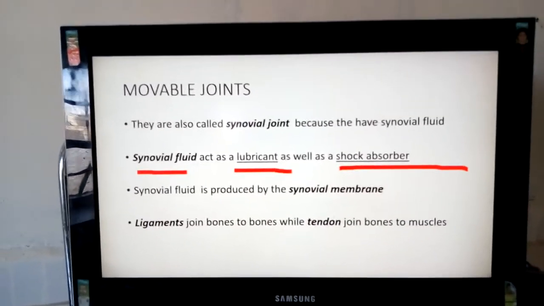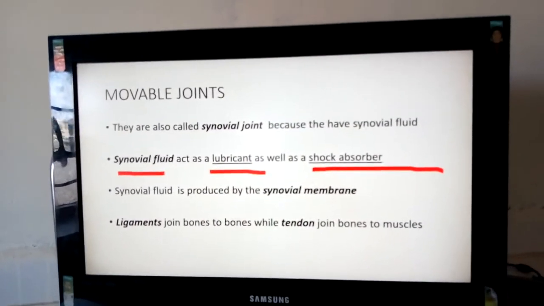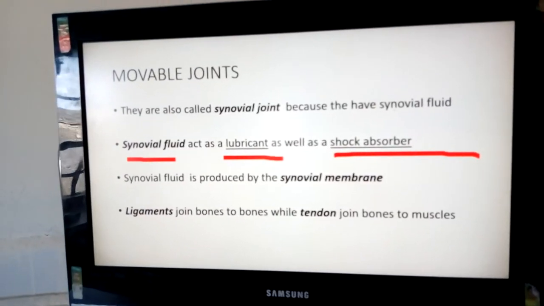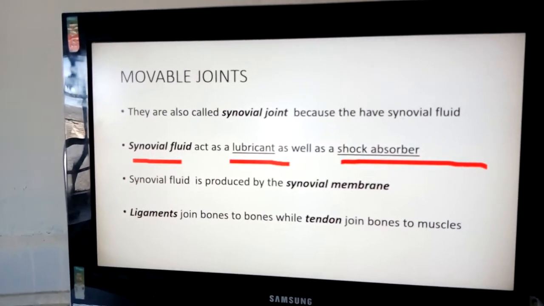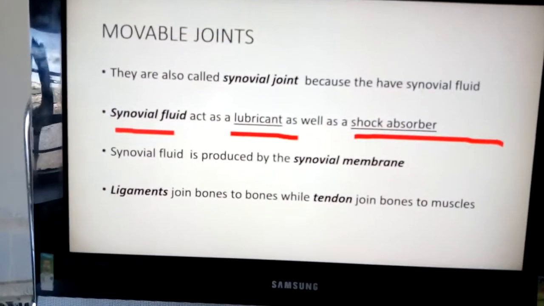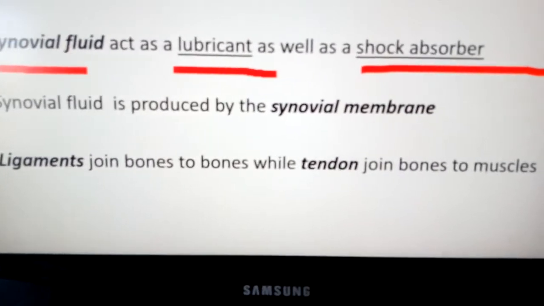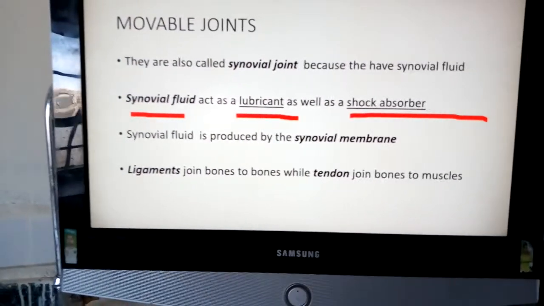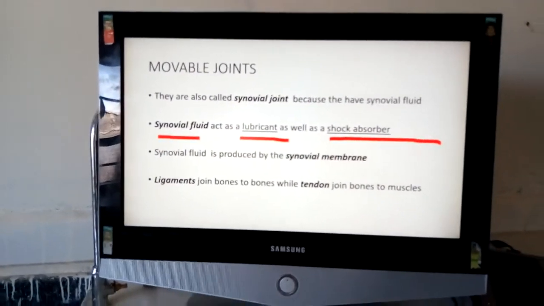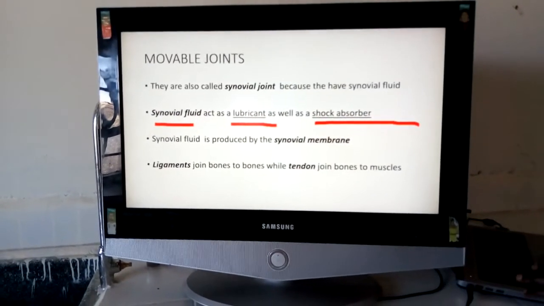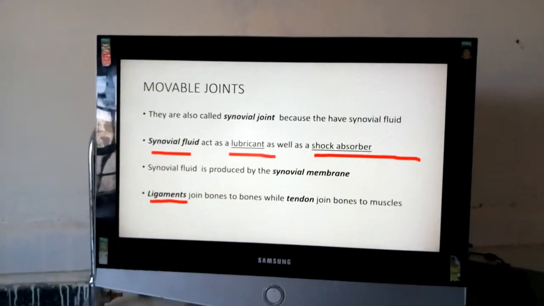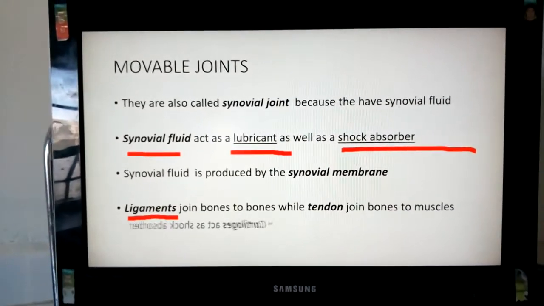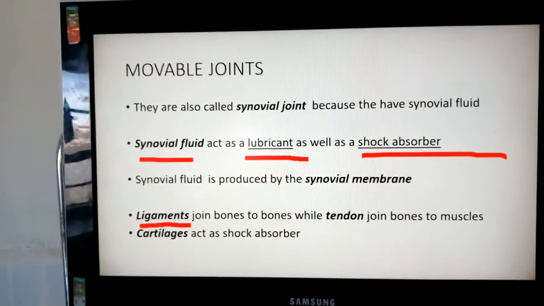There are ligaments whose function is to attach bones to bones, and tendons attach the bones to muscles. The ligaments also act as shock absorbers, so that in case any force or pressure is exerted onto the joint, these ligaments act as shock absorbers. We'll be able to see them later on. And we also have cartilages which act as shock absorbers as well.